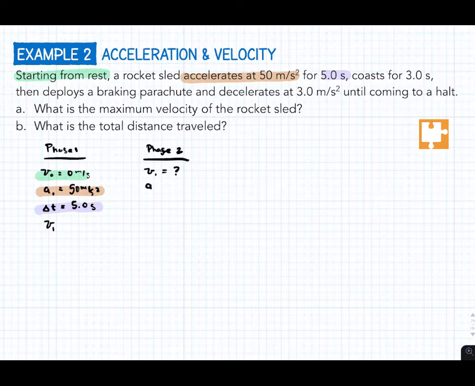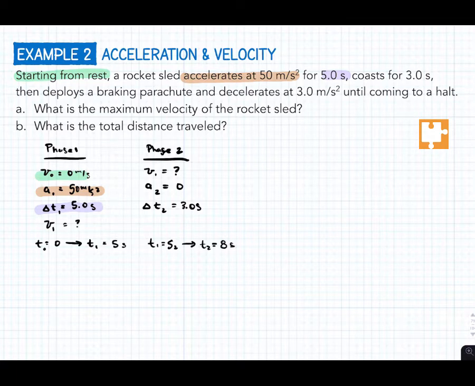What's our acceleration in this period? 0. Yeah, our acceleration is 0 because it's coasting, right? So that means it's not accelerating. And then what's the time interval? Well, let's call this time interval 2, is going to be 3 seconds, okay? But the other thing I want you to realize is this goes from time t0 equal to 0 to t1, which is equal to 5, right? And then this one goes from time 1 equal to 5 seconds to time 2, which is equal to what? 8 seconds, right? Because we have to add those two together, okay?